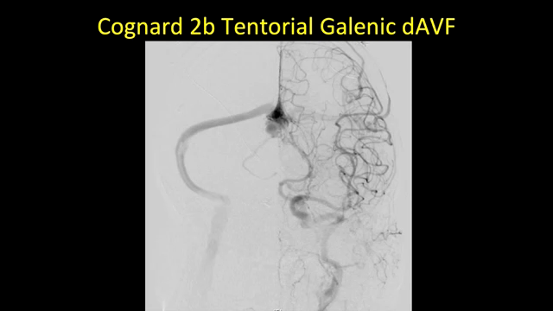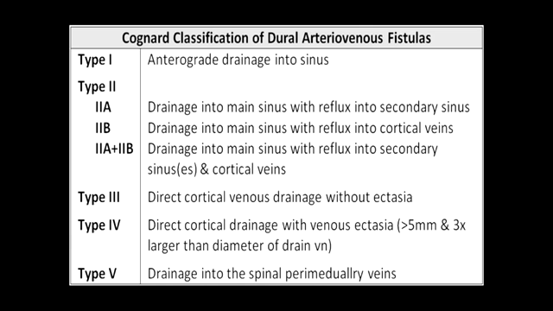This would be characterized as a Cognard 2B tentorial galenic dural arteriovenous fistula based on the Cognard classification, where type 2B is where you have drainage into the main sinus with reflux into cortical veins, in this particular case into the cerebellar hemispheric vein, which was pointed out in the prior angiographic image, indicating a slightly increased risk of bleeding.